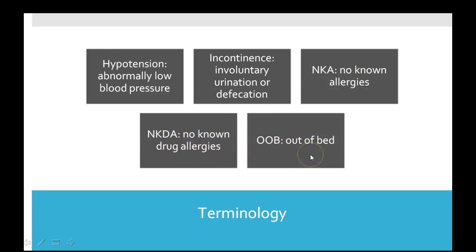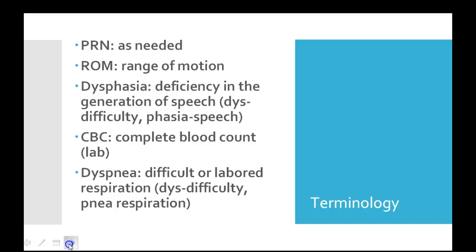And what about out of bed? OOB, out of bed. Okay? Then please know these terminologies. PRN, as needed. ROM, range of motion. Remember I told you earlier we were going to see that word again? Okay, remember dysphagia with a G, that's difficulty swallowing. Now dysphagia with the S, deficiency in generation of speech. So please know the difference. That's how I learned the difference, but you might have a different way. CBC is complete blood count.